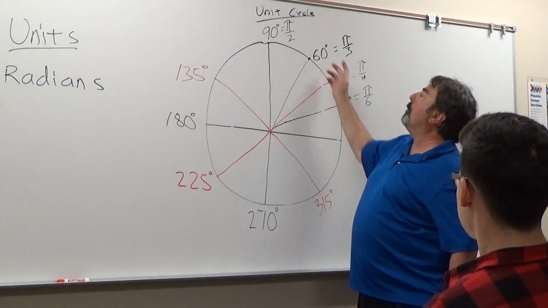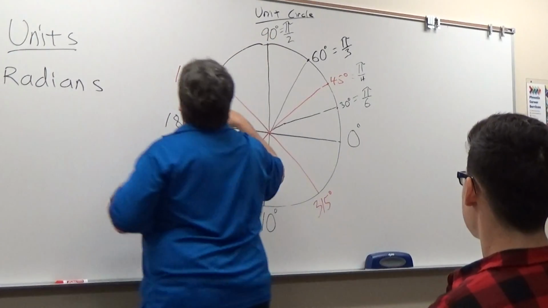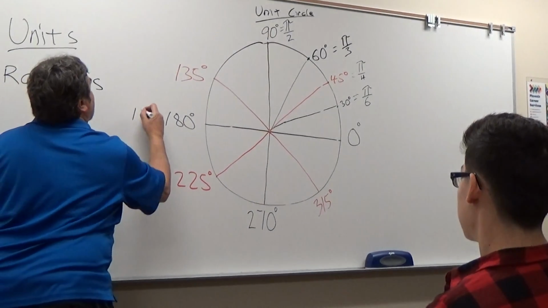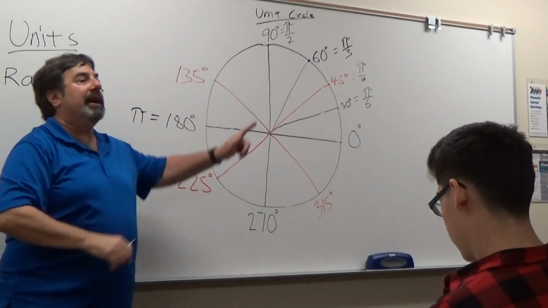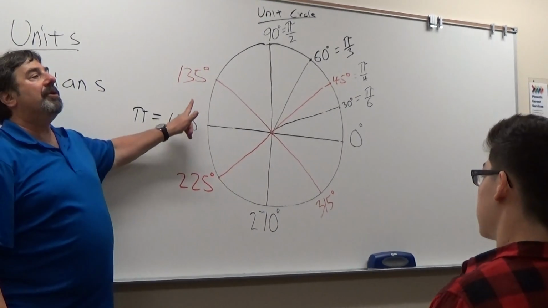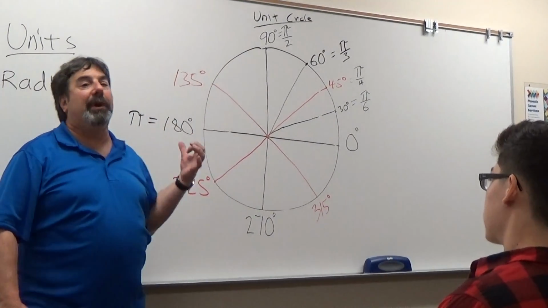Well, if pi over 2 is 90 degrees, then 1 pi is 180 degrees, right here. So realize, please, that right here, 1 pi is 180 degrees. So halfway around your circle is pi radians.